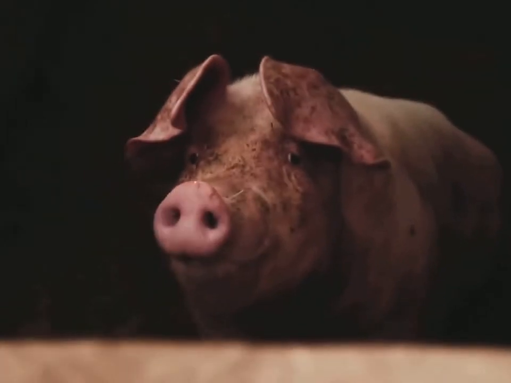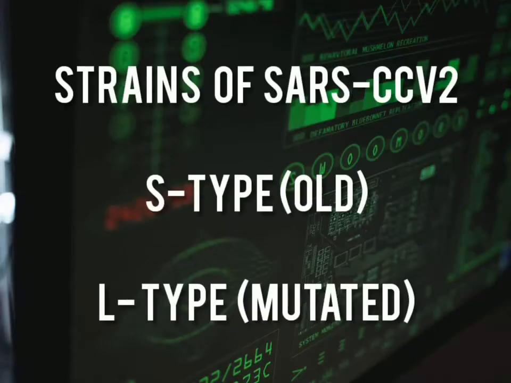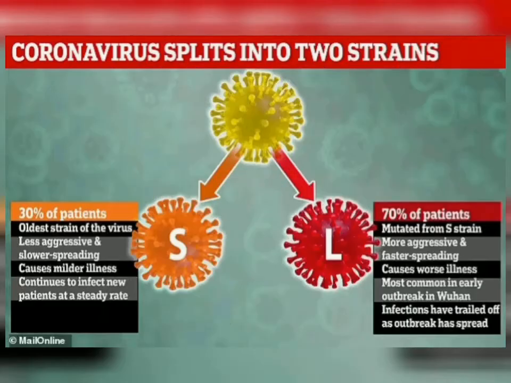The first mutation occurred when a spillover infection took place and the virus jumped from an animal to a human. Then the virus further mutated in the human body and had two different strains. The strains are S-type or old type and L-type or mutated type. S-type is less contagious and less virulent, while the L-type is more contagious and virulent. Virulence is the virus's tendency to infect an organism.